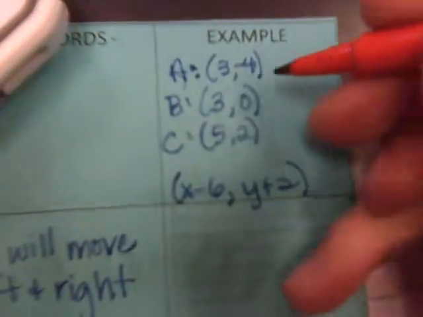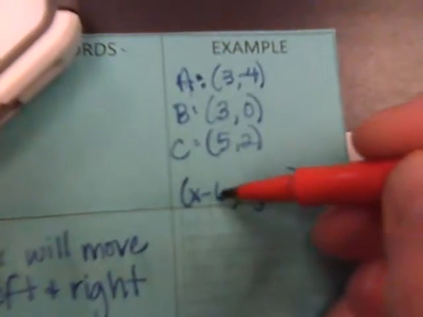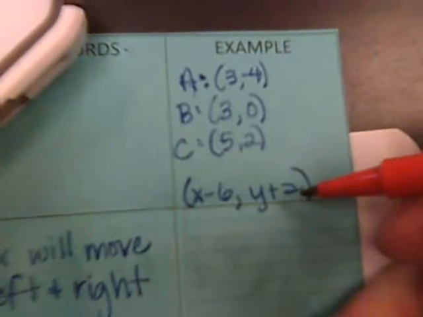So let's do our coordinate notation first. Let's grab our red pen. And remember, it's not A anymore. It's A prime. All right, so that means my x is going to get subtracted by 6, and my y is going to be added 2.